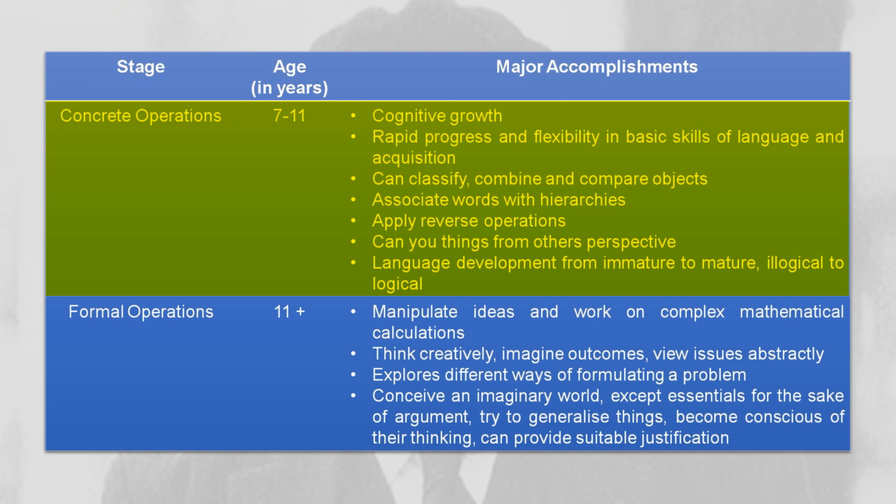So, by this age, children's language development reveals their movement from immature to mature, illogical to logical. This is with respect to thinking skills. Their language also reflects their ability to decenter, that is, view things from others' perspective, and show characteristics of asking questions and answering them, criticisms and expressing their own feelings.